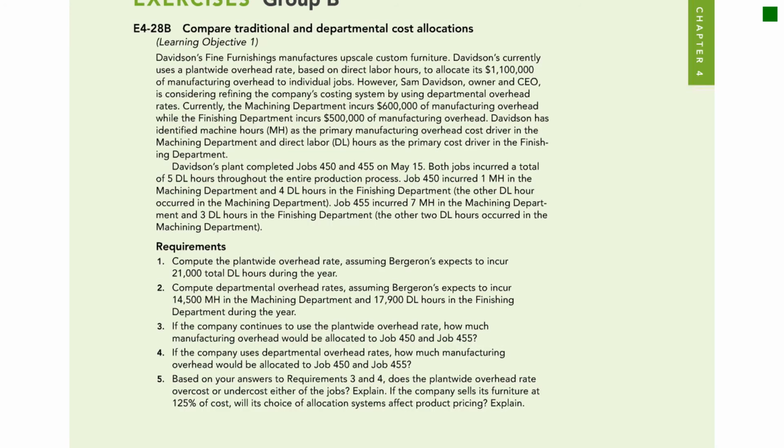Okay, so this is exercise 4-28B. We're going to be comparing the traditional overhead rate, one rate, with departmental cost allocations, which again, that's very similar to ABC. So let's read through this. We've got Davidson's Fine Furnishings. They make upscale custom furniture. They currently use a plant-wide overhead rate based on, here it is, direct labor hours to allocate its $1.1 million of overhead to individual jobs.